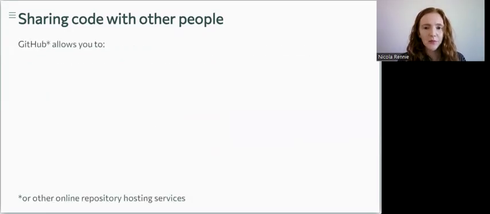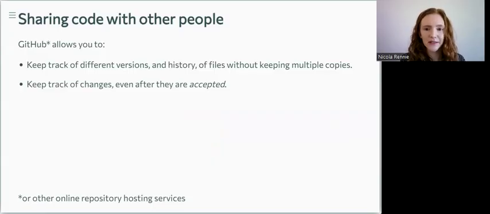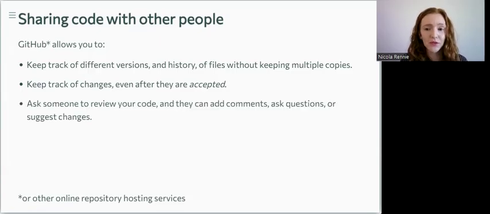Now, tools like GitHub or their similar alternatives let you keep track of different versions of files without having multiple copies. This helps to avoid our analysis final and analysis final code files. It also keeps track of these changes after they've been accepted. So unlike track changes in Word documents, you can always see who did what when. You can ask someone to review your code, they can add comments and make suggestions, saving this problem of emailing copies of code back and forth.